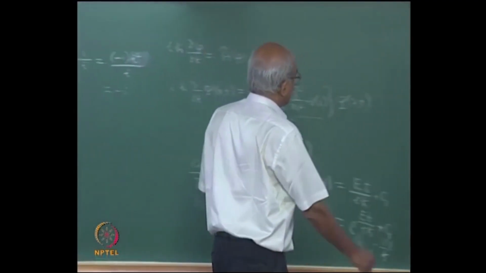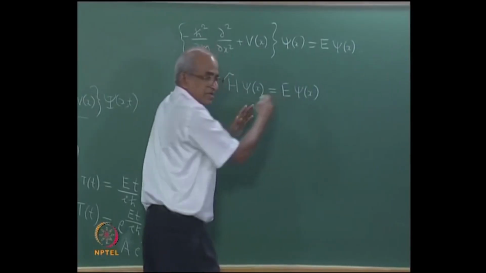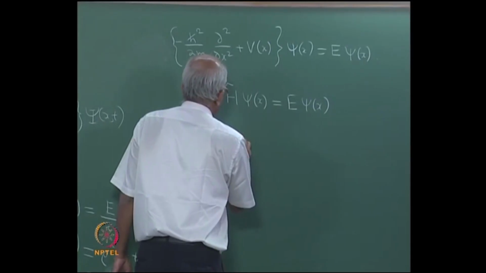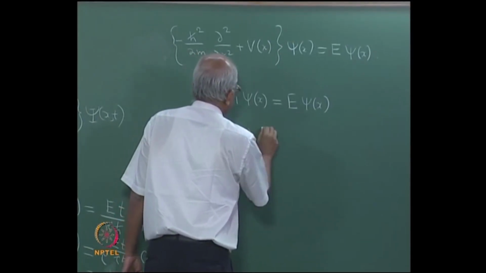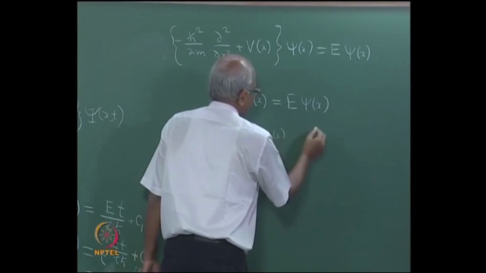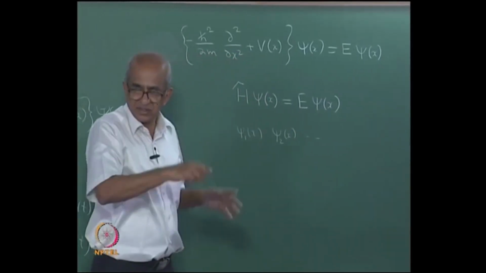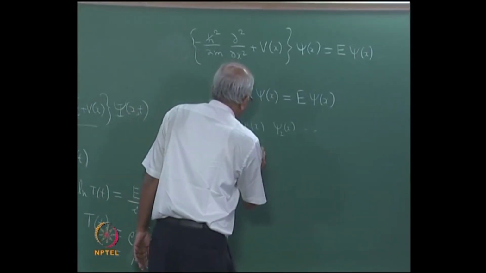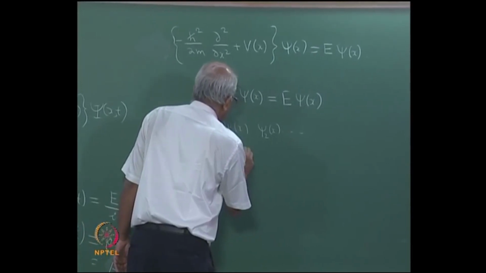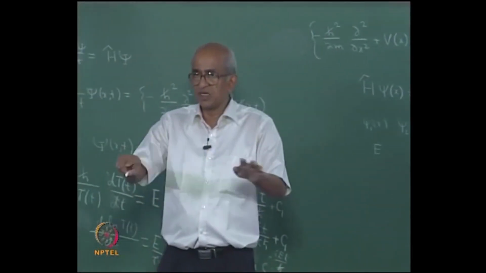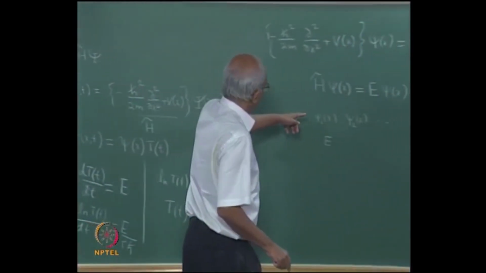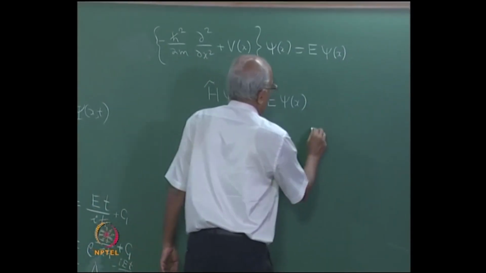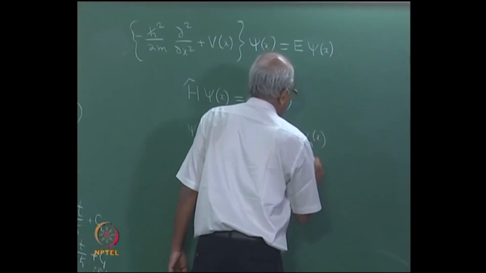So, let me say that I have several different eigenfunctions of H. I will write them as psi 1 of x, psi 2 of x, etc. In principle, normally you have an infinite number of them, and each one will have its own associated eigenvalue, right? The eigenvalues will usually be different. So, let us say psi 1 has the eigenvalue E1, psi 2 has the eigenvalue E2, etc. If you say psi n of x, then it has the eigenvalue En.